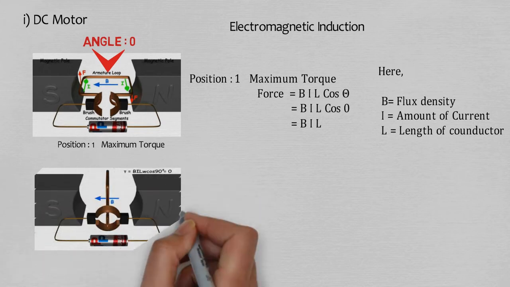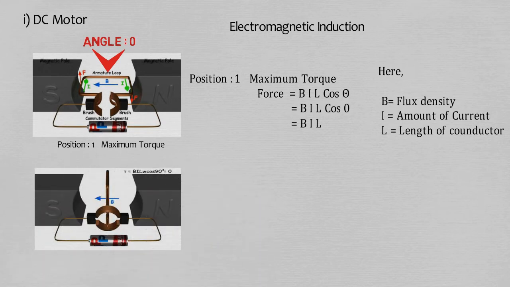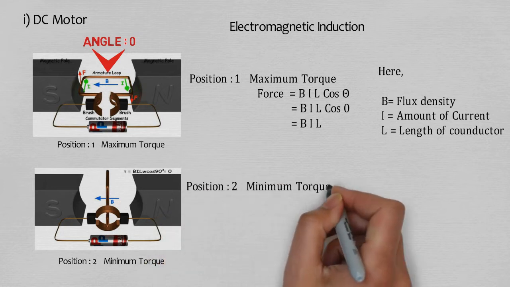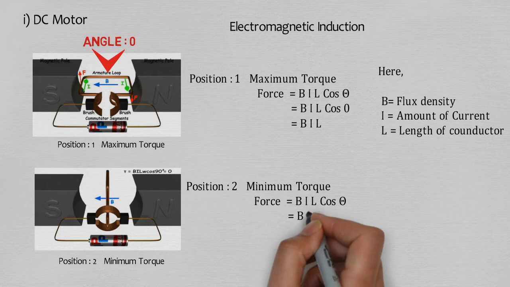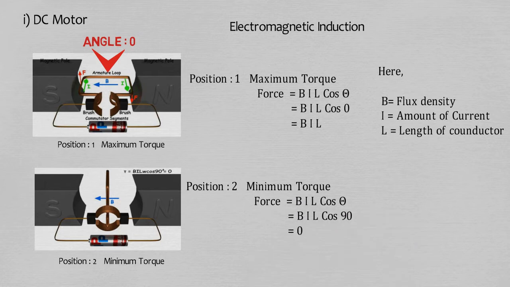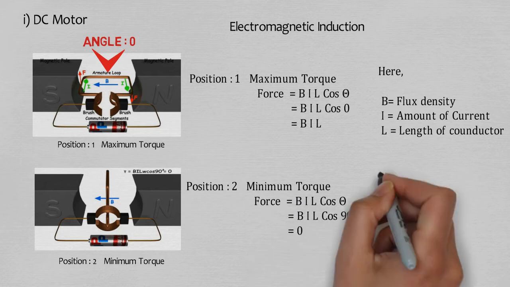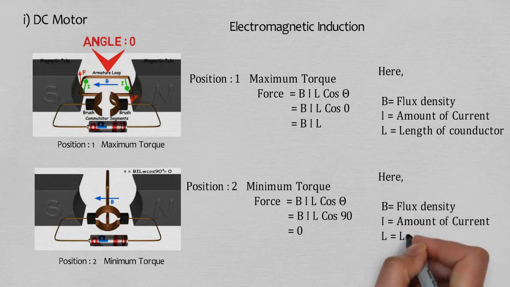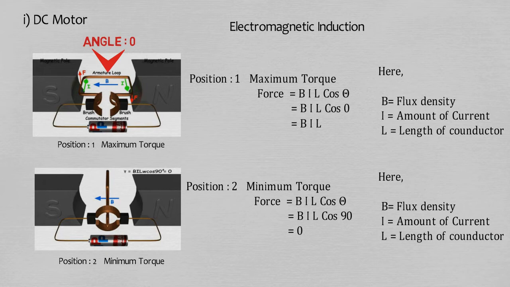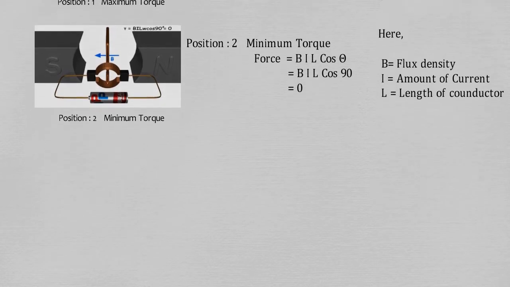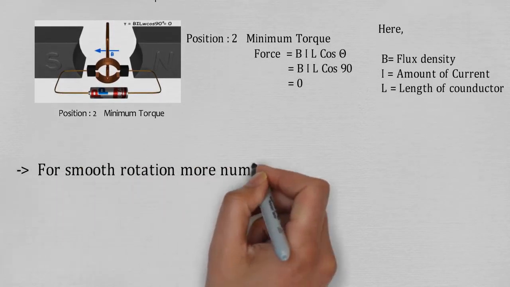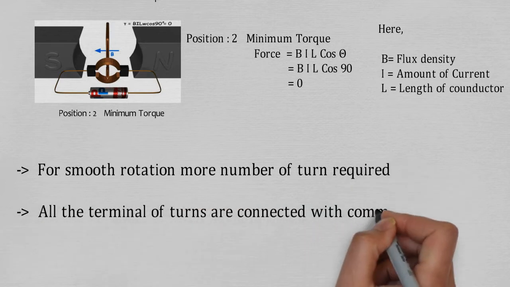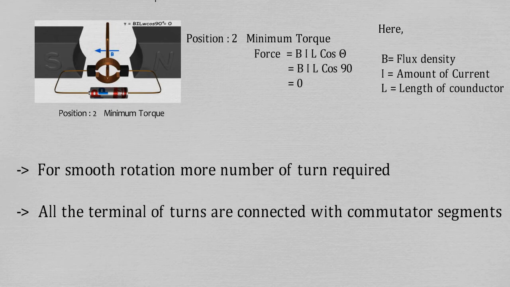Let's consider position 2. In this position, conductor and magnetic flux line are making a right angle. So, cosine of this will be 0. Hence, at this position, the amount of produced torque is 0. From this, we can say that with more number of turns, the machine will give smooth rotation. All the terminals of the turns are connected to the commutator segments.